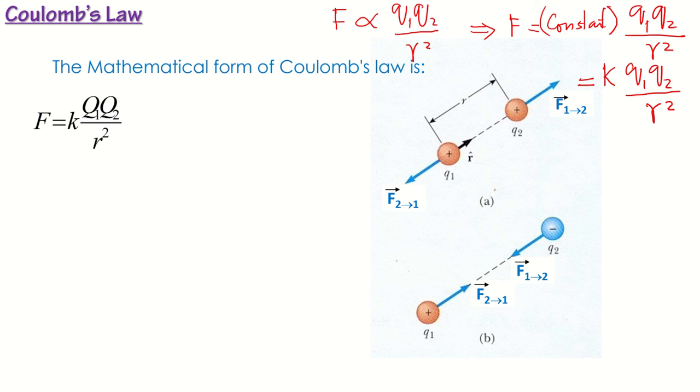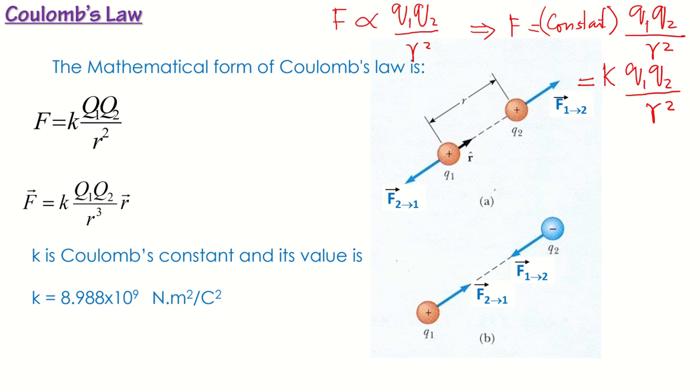So the mathematical form of Coulomb's law is this, where Q1 and Q2 are the magnitudes of the charges involved. r is the distance. In vector form, we can write it in this way. That's optional for you at the moment. So k is Coulomb's constant and its value is that much, which we usually approximate as 9 times 10 to the power 9 Newton meters squared per Coulomb squared.